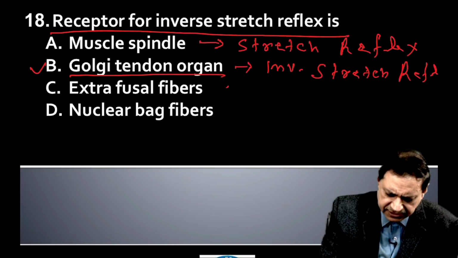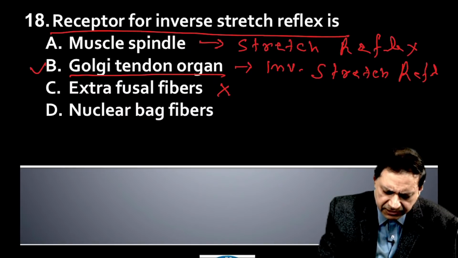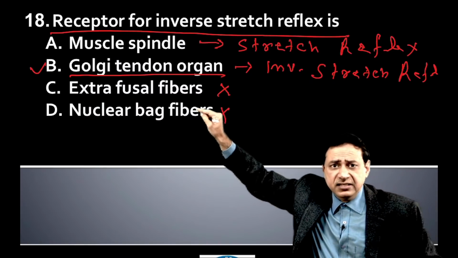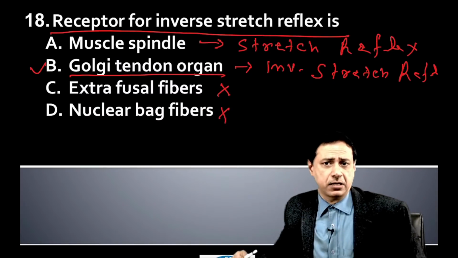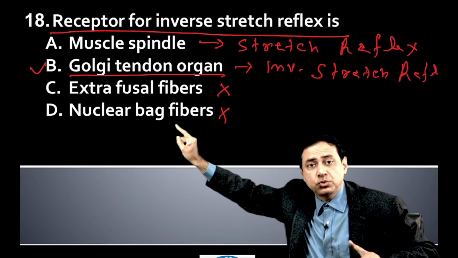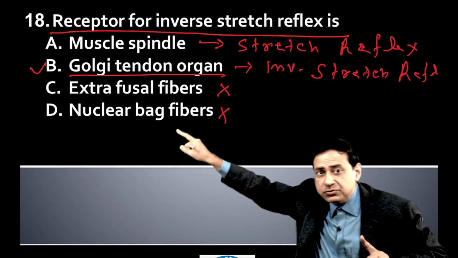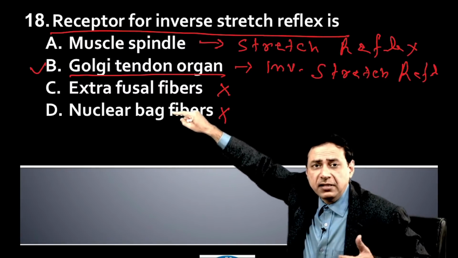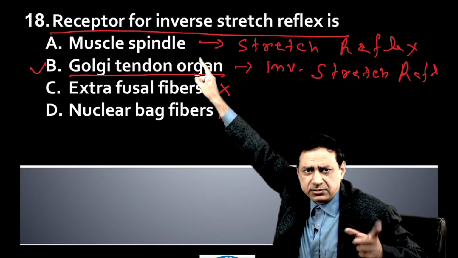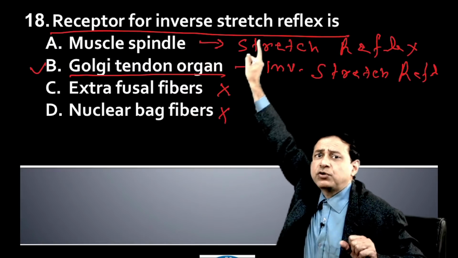Extrafusal fibers are just the normal contracting muscle. Nuclear bag fiber is a type of muscle spindle. Muscle spindle has two types of fibers, nuclear bag and nuclear chain. So nuclear bag fiber is just a type of muscle spindle, you can say. Muscle spindle has two fibers, bag and chain. Both are for stretch reflex.